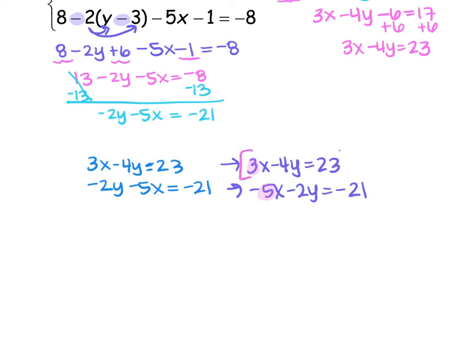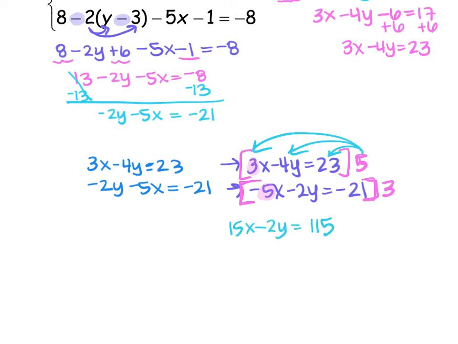possible, okay? So to multiply the first equation, we're going to multiply by 5, because I'll then have a 15x, and I'm going to multiply the second equation by 3, because then I'll have a negative 15x, okay? So we're distributing to everything. So this becomes 15x minus 20y is equal to, I believe that's 115. And then we'll distribute the 3 here to all of these terms. Negative 15x minus 6y is equal to negative 63.